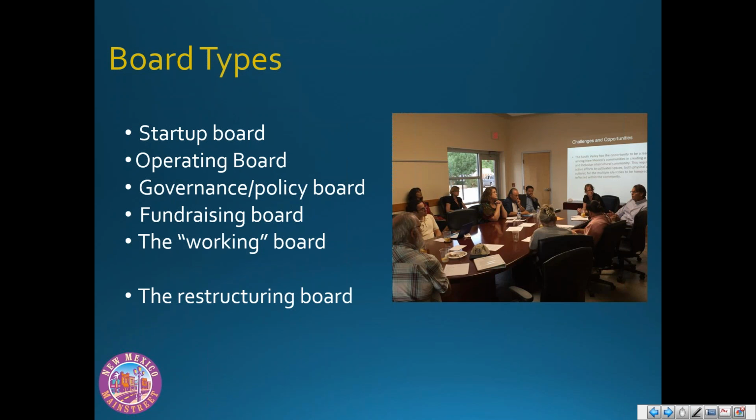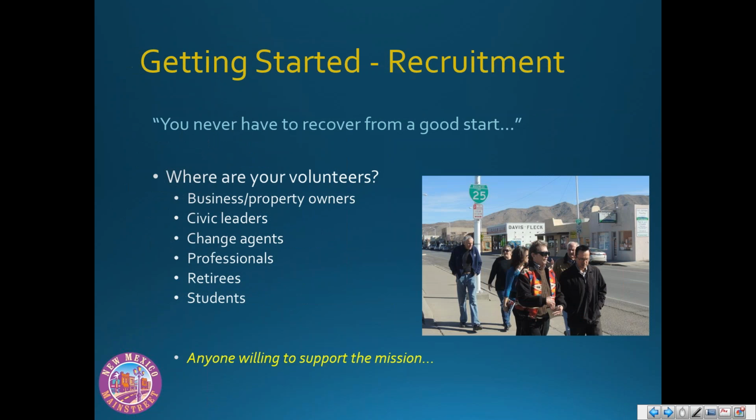More often than not, we look at MainStreet and Arts and Cultural District communities as working boards, and you'll see that play out in our annual reviews and our expectations of what a board does in a community. In a few cases, you'll hear the word restructuring board, and that's usually a team that comes together to reset the mission, to help revive an organization that has gone dormant for a couple of years. I won't go too deeply into the restructuring board.